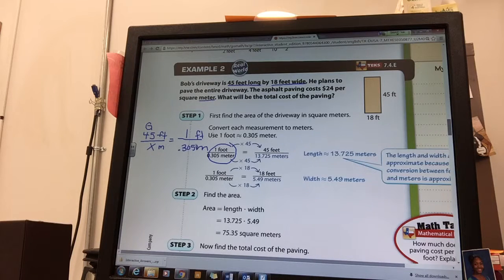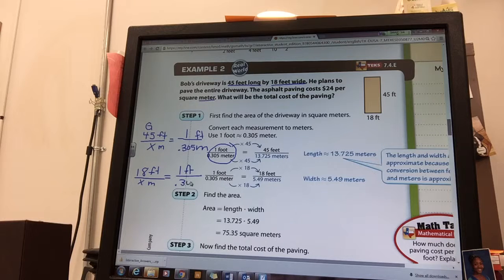Then I would cross multiply. You could also do 1 times 45, so 0.305 times 45 like they did here. Or you could cross multiply. Either way works. And then we would do this again for our 18 feet. So I was given 18 feet. I don't know how many meters that's going to equal, so I'm just going to put X meters. My conversion factor is that 1 foot is equal to 0.305.